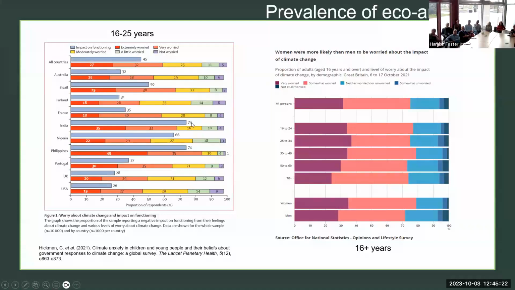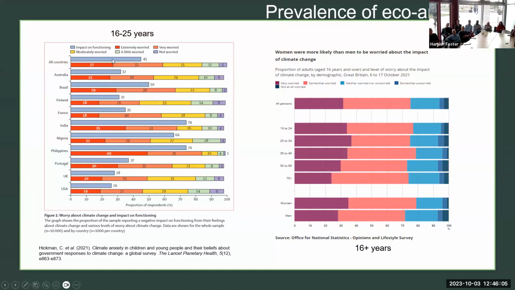There isn't a huge amount of research in this area at the moment, but some studies, including a study by Hickman in the Lancet Planetary Health, which focused on young people across a number of different countries, demonstrated that eco-anxiety is quite prevalent. And it seems that countries that are more impacted by climate change have more concern around climate change, including countries like the Philippines, India, and Brazil. In the UK, there's still quite a high level of concern.